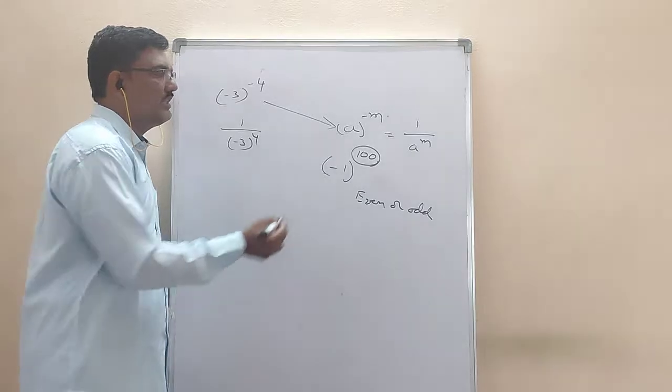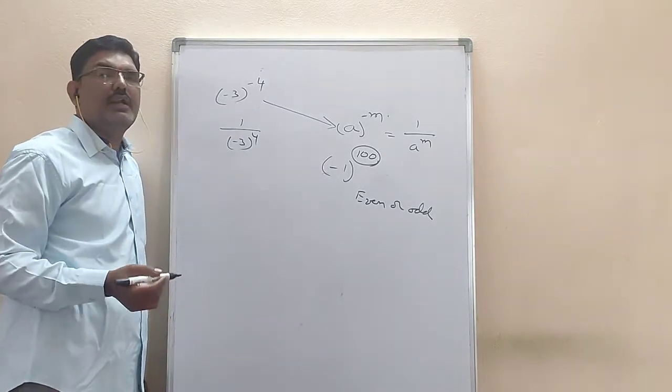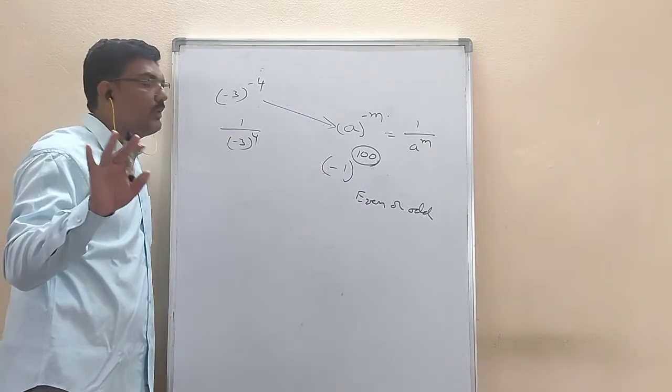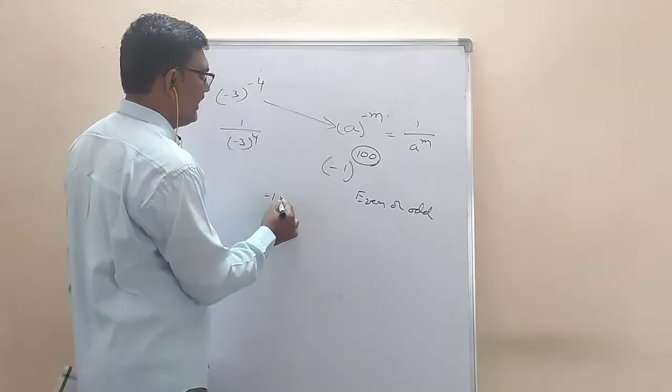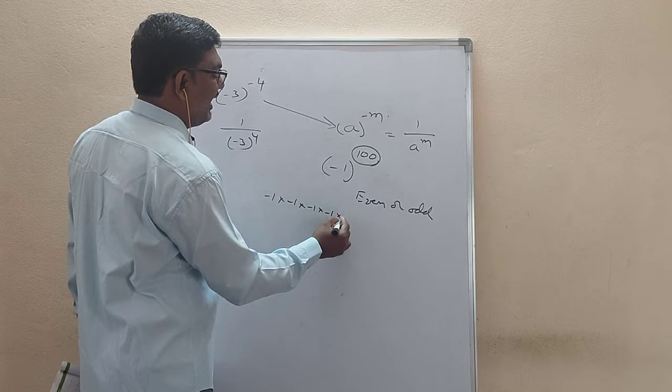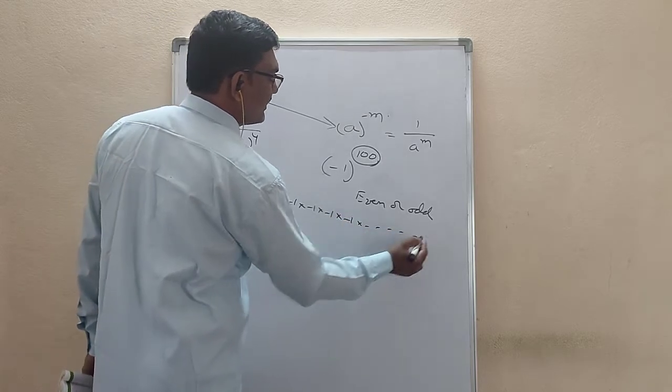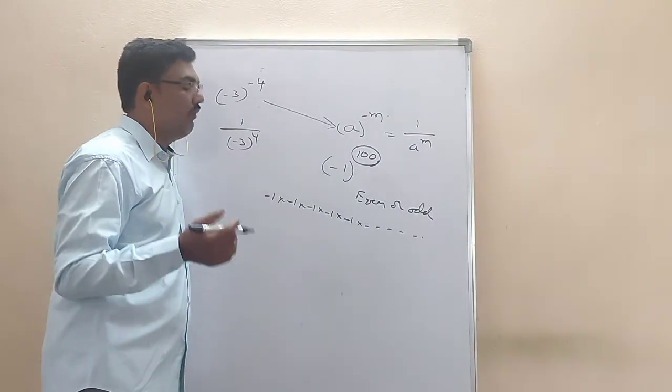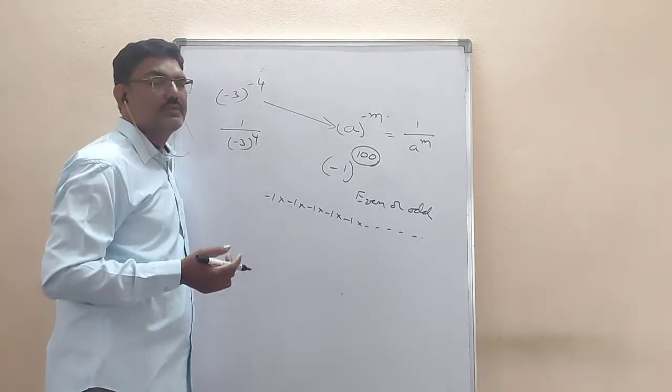Okay, so what is the value of (-1) to the power of 100? If anyone will ask, sir please wait, I want to write -1 a hundred times and do the multiplication, I will say we should not do like this. Why should we not? It is a waste of time.